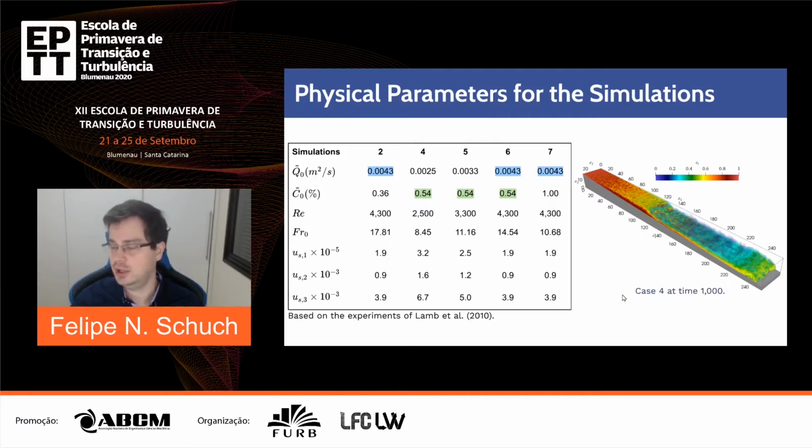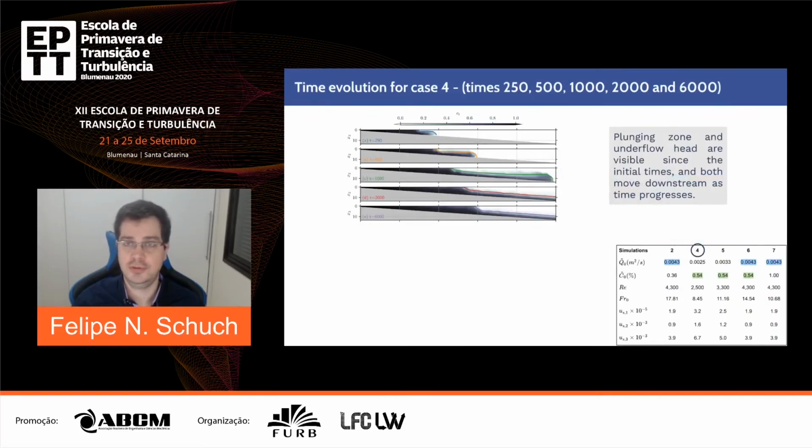Here we see an example of the three-dimensional plunging, the plunge line, and the underflow region. At the front we see the lobe and cliff structures that are typical of this kind of flow. Here we see the temporal evolution of case 4 for 5 different times, ranging from top to bottom. The plunge zone and the head of the submerged flow are visible since early times and they move downstream.